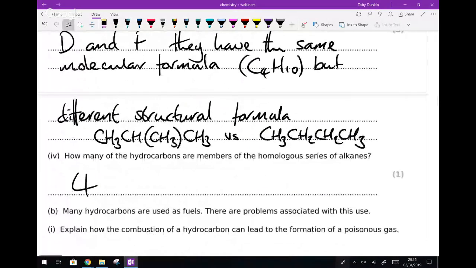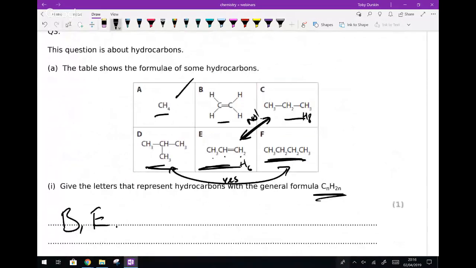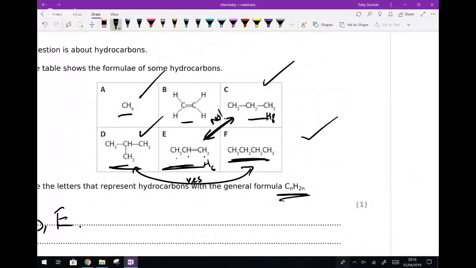How many of the four hydrocarbons are members of the homologous series alkanes? A alkane, C alkane, D alkane, F alkane. Four.